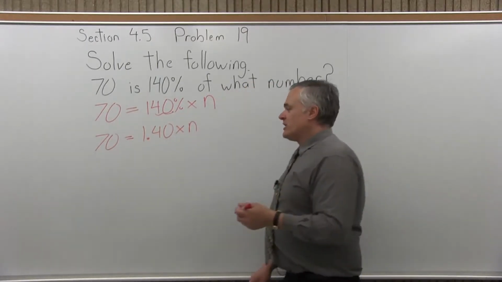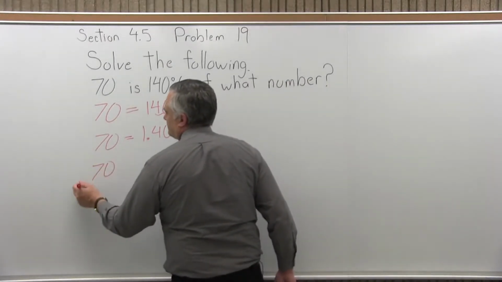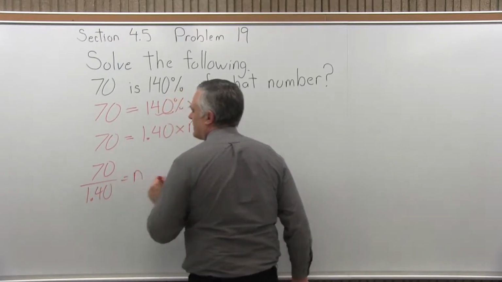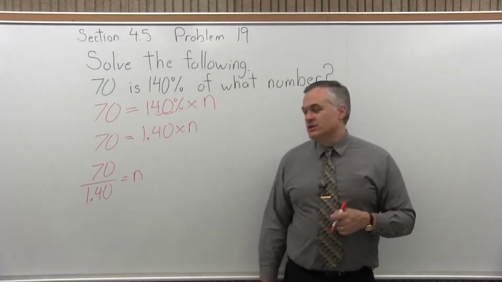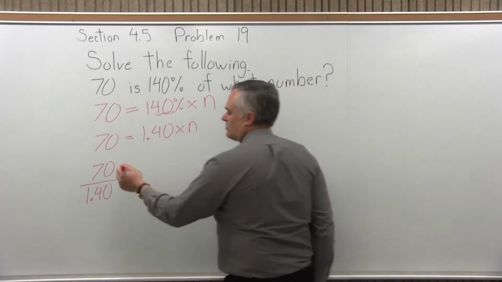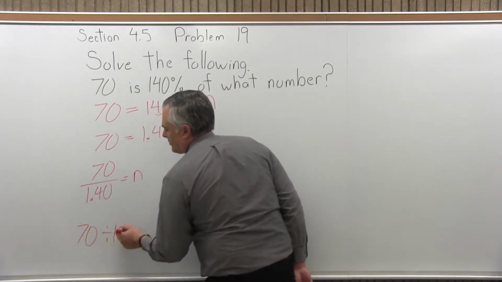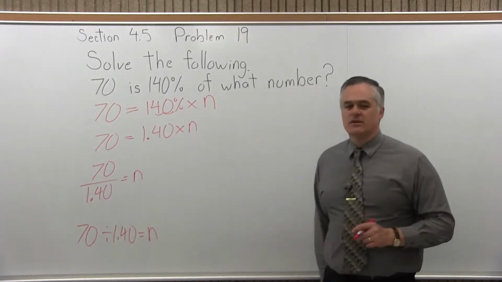Now to solve for n, you'll have n equals 70 divided by 1.40. Now, if you have a class where the teacher will allow you to use a calculator, you do the numerator, which is 70, divide by the denominator, 1.40, and that's equal to n, and you'll get your answer very easily with a calculator.